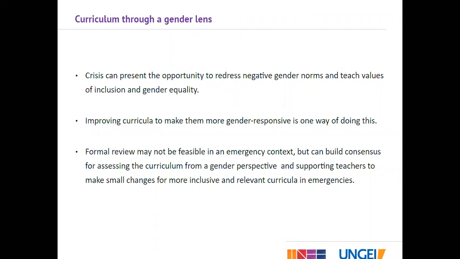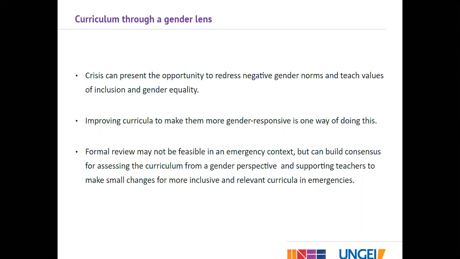Of course, an emergency context might not necessarily allow for a formal curricular review, but it's nonetheless good practice to build consensus to assess the curriculum from a gender perspective, together with relevant education actors, and to support teachers to initiate small changes to make their curriculum more inclusive and relevant in emergencies. The guidance note provides a range of tips on what this means in practice and its application.